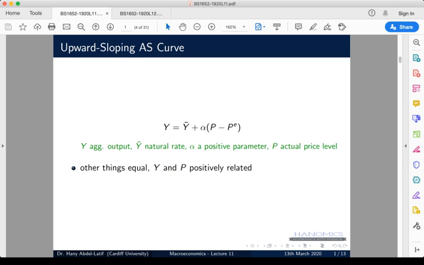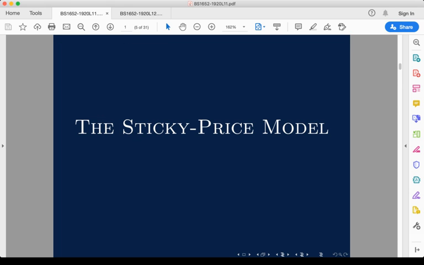As we said, there are different explanations why. So we explain two models. We cover two models that explain why the aggregate supply curve is an upward sloping curve. And in doing so, we said, okay, the sticky price model. So the prices are sticky, they are not flexible, they're not fixed. We also covered the imperfect information model.